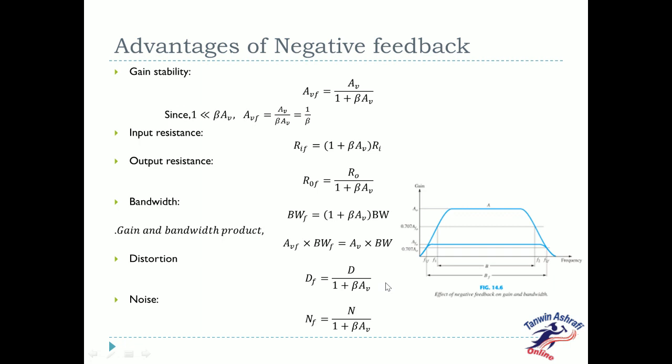Noise with feedback. The noise without feedback is N, and with feedback is NF. As the equation shows, the noise is also reduced due to the introduction of negative feedback.